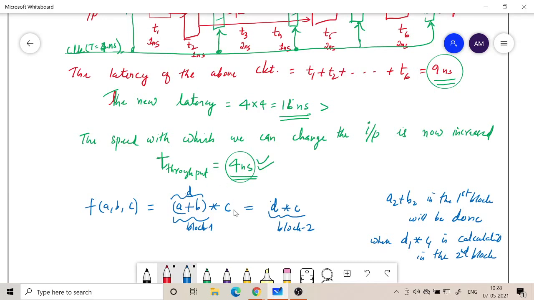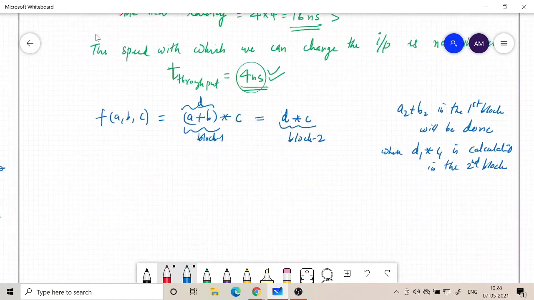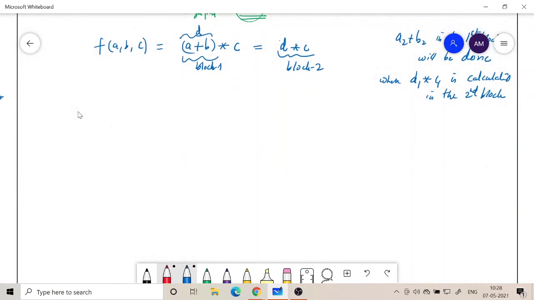So by the time the second block is performing the second part of the calculation, the first part of the second input will be calculated in the first block. If more steps are involved in the computing process, which is usually the case, you can break it down into different steps and then you can pipeline. So let me just show here.